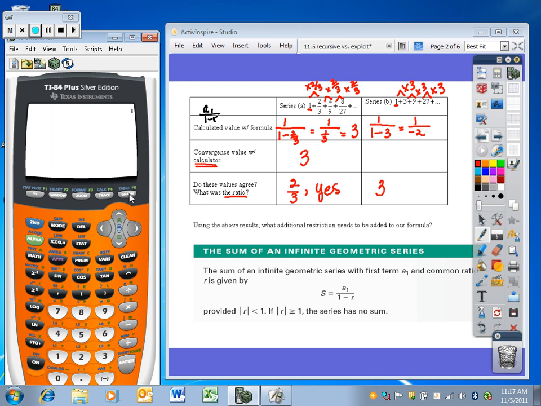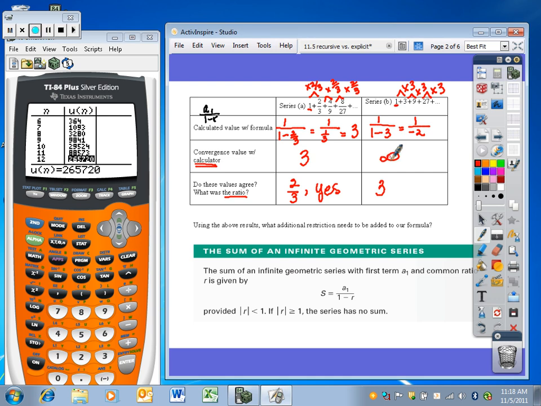Let's check our table. Oh my, we have these big numbers. Let's go back to 1 and see what's occurring. Is my sum converging? Well, it just seems to be growing bigger and bigger and bigger. So my sum does not converge. It keeps getting bigger, so it keeps getting closer to infinity. So will my formula work when my ratio is 3? Do these two match each other?